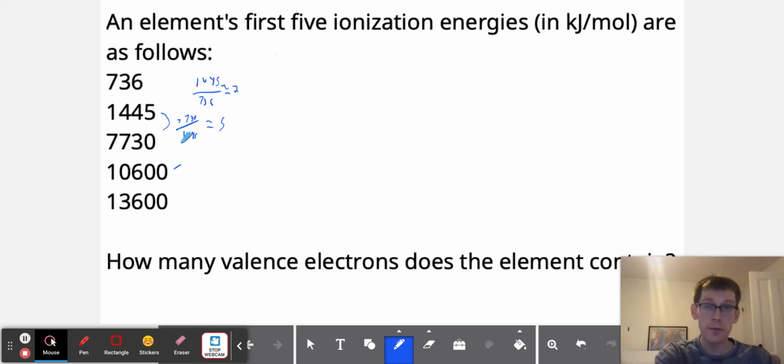And just to confirm, if we were trying to go from the third to the fourth ionization energy, from 7730 to 10600, that's only going to be around a factor of 1.3 or so. So it's only around 30% more difficult to remove the fourth than the third. The big drop is from the second to the third. And that means that the second is easy to get rid of. The third is hard, meaning that this element contains 2 valence electrons. So bottom line is look for the big jump, and you can tell the number of valence electrons accordingly.